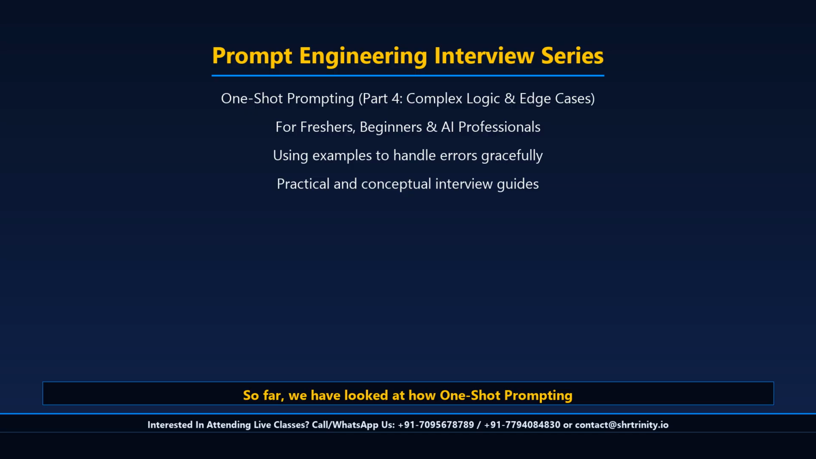So far, we have looked at how one-shot prompting enforces formats and personas. Today, we step into advanced territory, complex logic and edge cases. In this video, we will learn how to use a single example to teach the model how to gracefully handle missing data, ambiguous inputs, and logical fallacies.